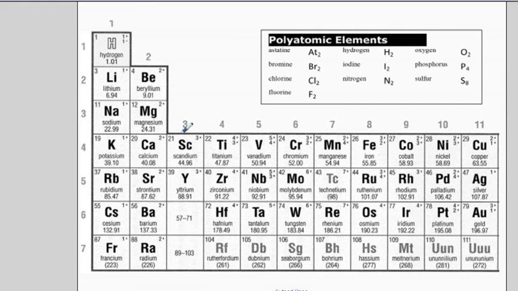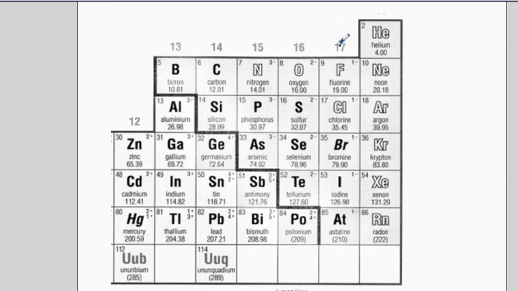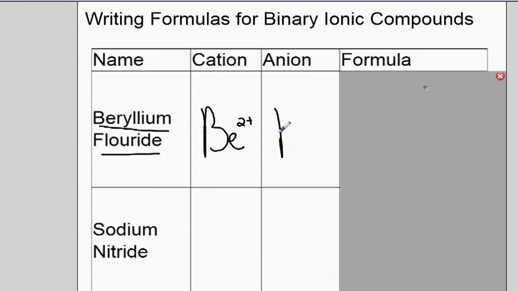If we look at a periodic table, this is beryllium, Be. We also want to pay attention to the charge, 2+. So beryllium is Be 2+. Now we'll go take a look for fluoride. Fluoride is on the right-hand side of the periodic table. Its symbol is a capital F, and its charge is 1-. So this will be F-.